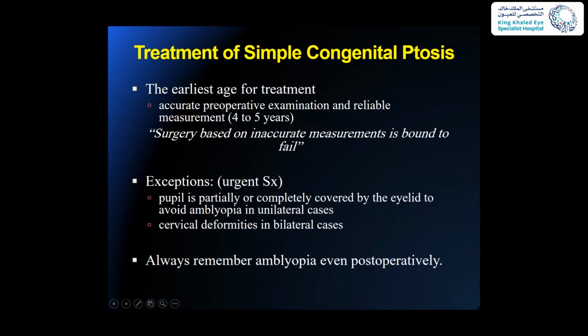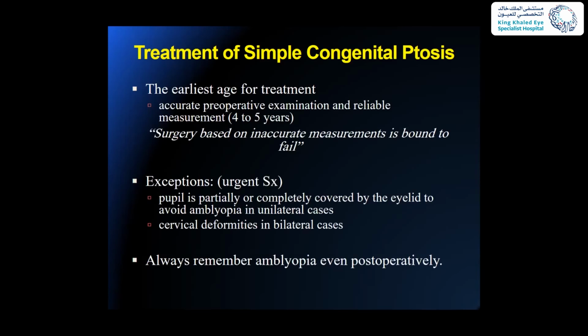The treatment of simple congenital ptosis is at preschool age, because at this age we have accurate preoperative examination and reliable measurement. And if you do surgery based on inaccurate measurement, it is bound to fail. Usually we resect 1 to 6 or 1 to 8, whatever. But what am I doing in surgery? If the patient has mild ptosis with excellent levator function, resection will be enough for 16 millimeters. And if he has moderate ptosis, usually 18 to 20, severe ptosis above 20.